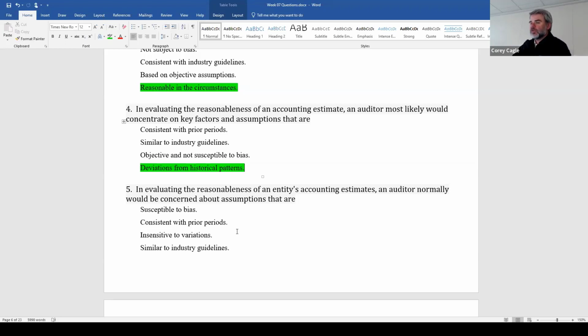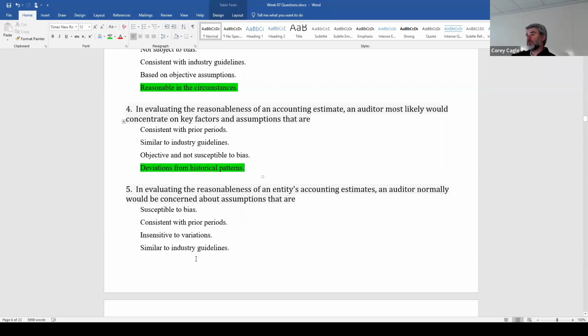It's consistent with prior periods, good. Similar to industry guidelines, good. Objective, not susceptible to bias, good. Deviations from historical patterns, not good, right? But I feel like the vagueness of this question was really difficult for me. Because what does concentrate on mean? It means thinking about it. I want to think about the good things and the bad things about it, right? So this one threw me.